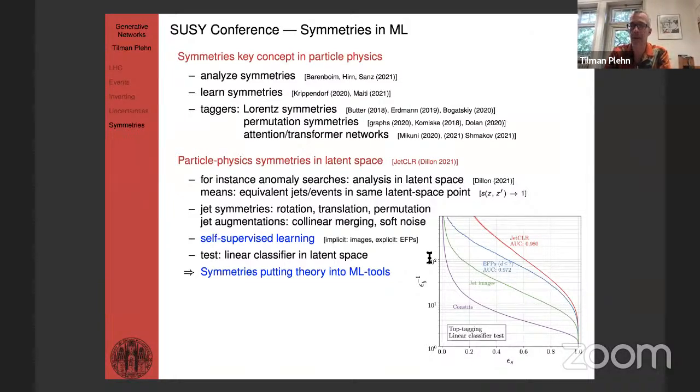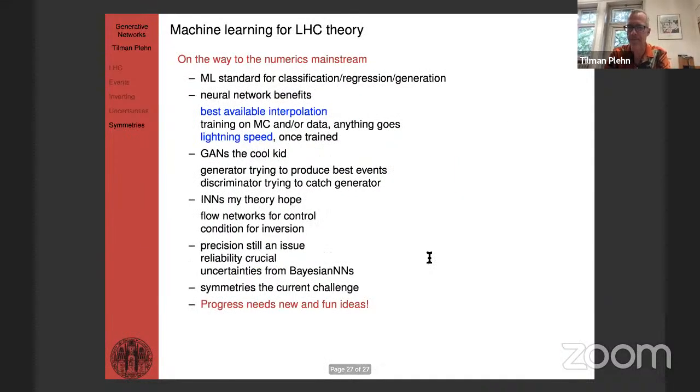What's important here is that, to me, this is a theory thing, right? All of a sudden we have all these tools, and as Mihoko said, at some point theory wants to understand them better. And one of the ways to understand things better is to put symmetries into these machine learning tools, and put symmetries into the latent space. And with that, I'm done.